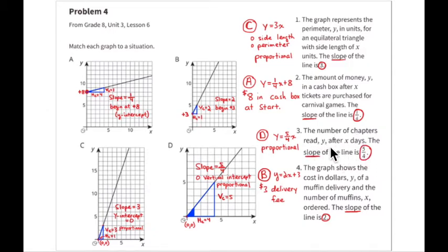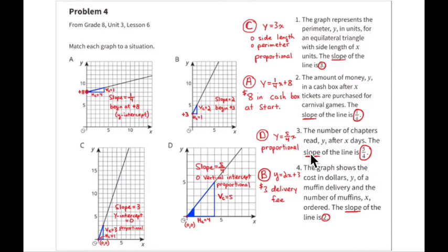The number of chapters read, y, after x number of days. The slope of the line is 5/4. So that means that this person is reading more than 1 chapter a day. They're actually reading 1 chapter plus 1/4 of a chapter. So this equation is y equals 5/4 x.